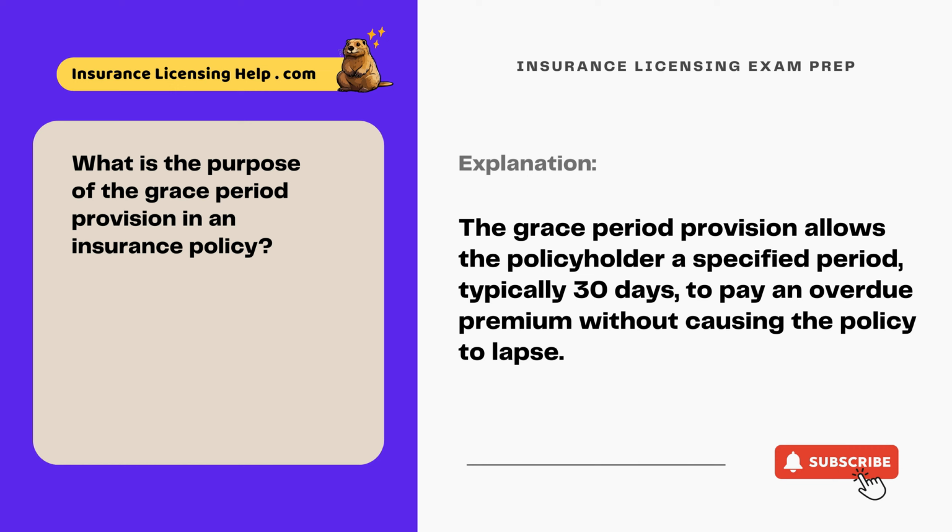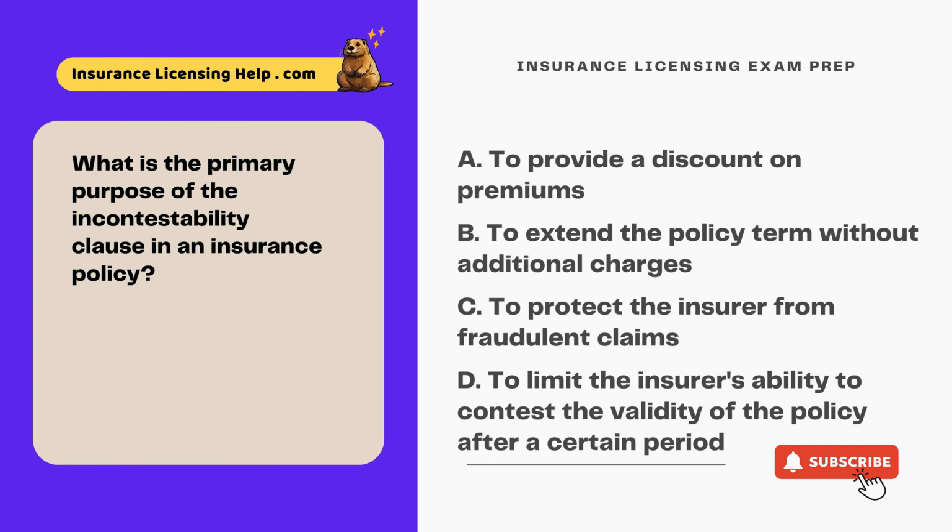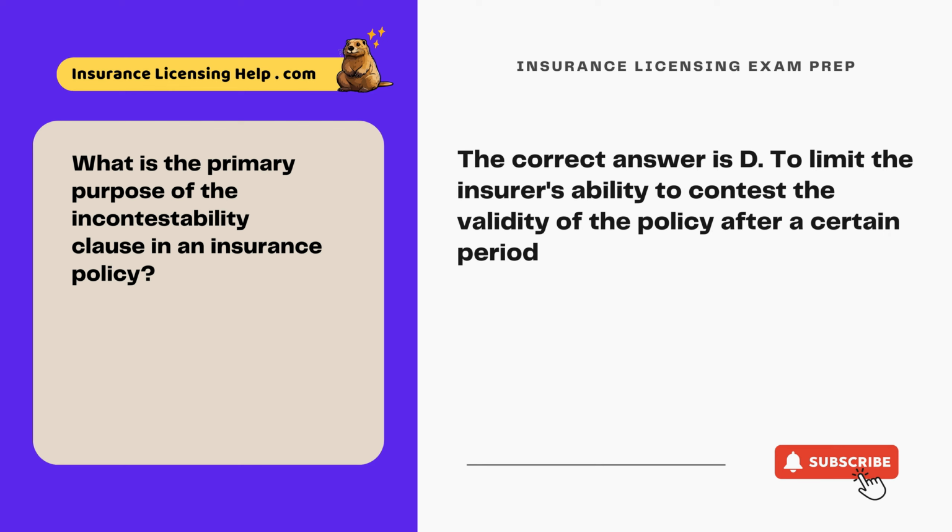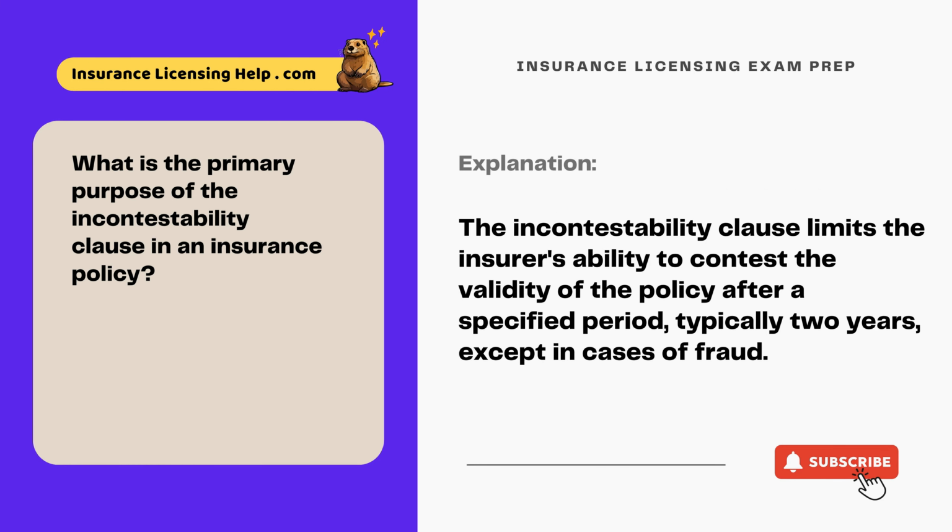the policy to lapse. What is the primary purpose of the incontestability clause in an insurance policy? A. To provide a discount on premiums. B. To extend the policy term without additional charges. C. To protect the insurer from fraudulent claims. D. To limit the insurer's ability to contest the validity of the policy after a certain period. The correct answer is D. To limit the insurer's ability to contest the validity of the policy after a certain period. The incontestability clause limits the insurer's ability to contest the validity of the policy after a specified period, typically 2 years, except in cases of fraud.